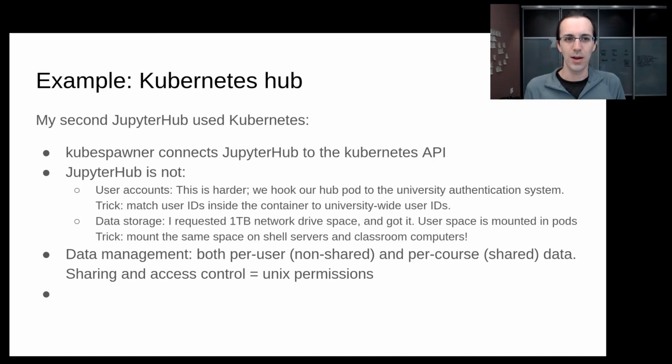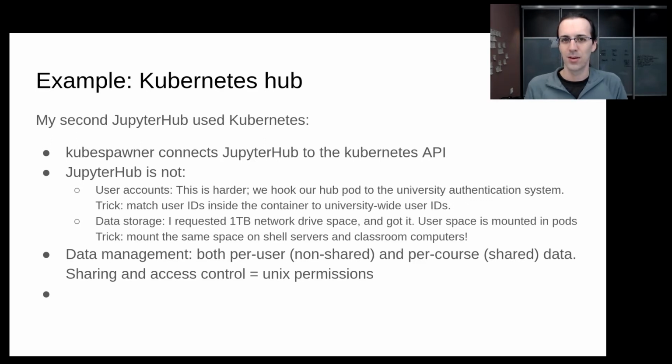It's also not data storage. So data storage happens really cleverly. When we were setting this up, I asked our university IT services, can I have a 1 terabyte network drive for the service I'm setting up? And luckily, they're pretty good. They said, sure. So they allocated a network file system to me, and that came in and is mounted inside of the single user pods.